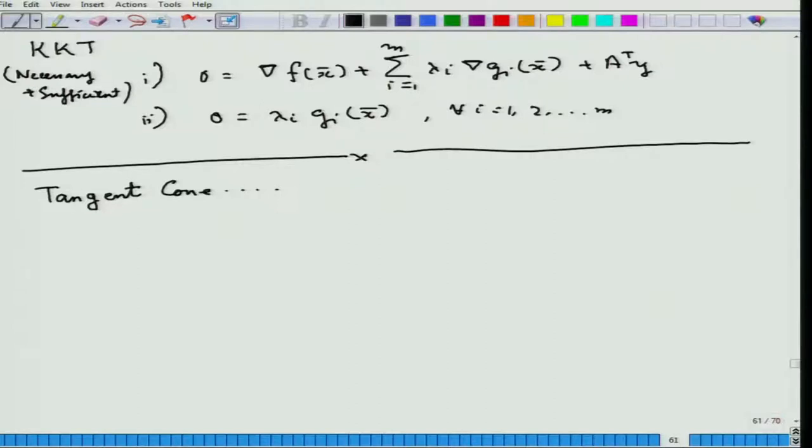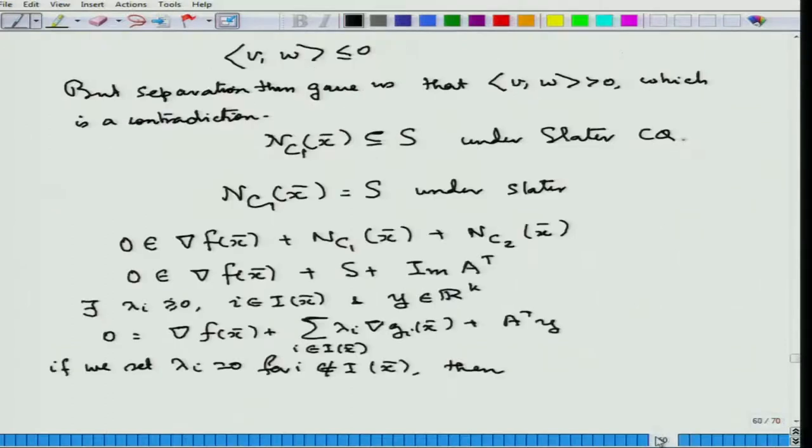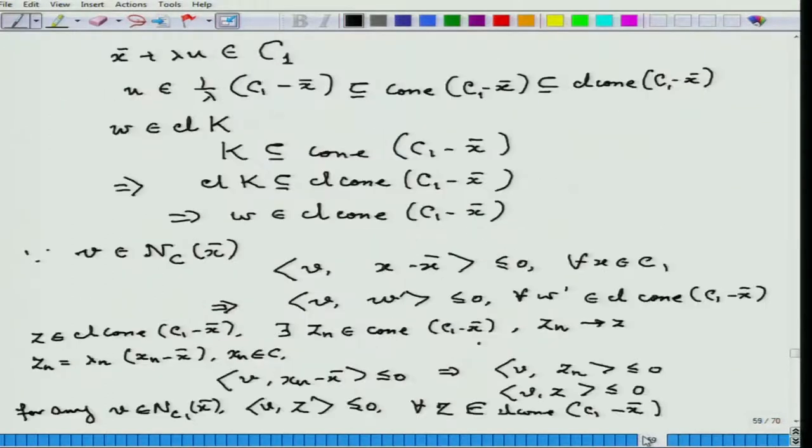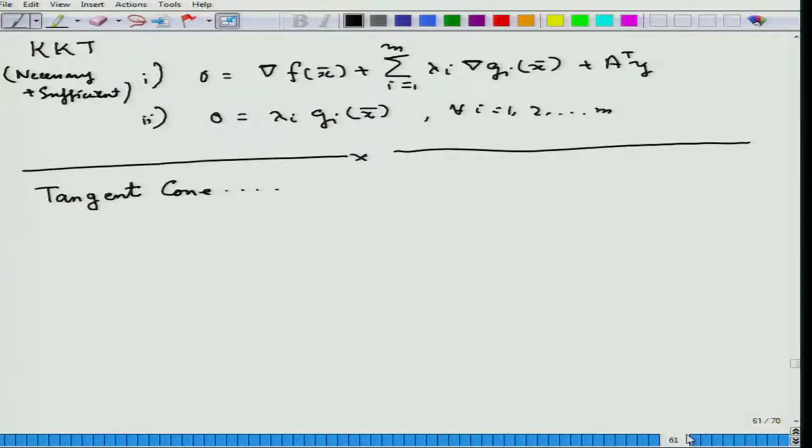So, we have said that a major role here has been played by an object called the closure of the cone of a convex set translated to a point x bar. So, basically that sort of cone has a particular geometric structure, the closure of the cone of, if you take a convex hull of C, we saw that this cone had played an important role.